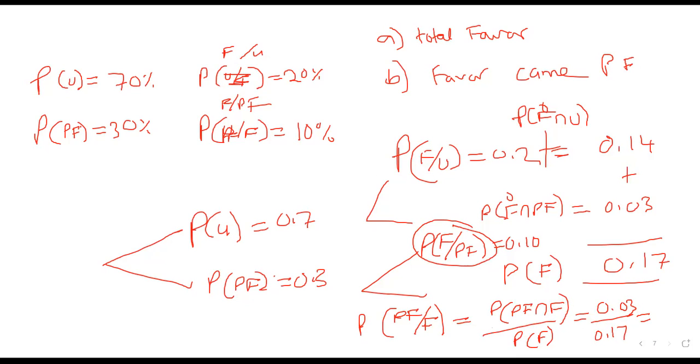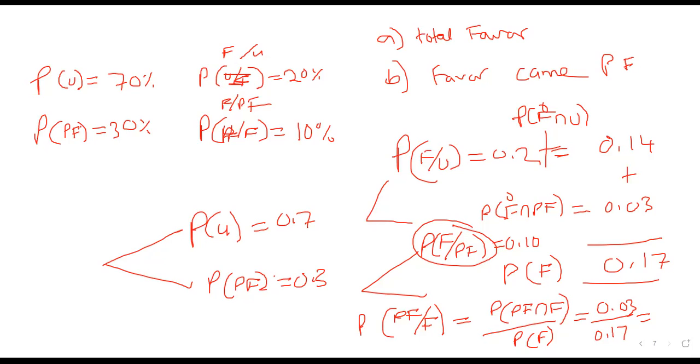It's 0.1765. Okay. 0.1765. So those ones are they that way in favor. They were coming from PF.